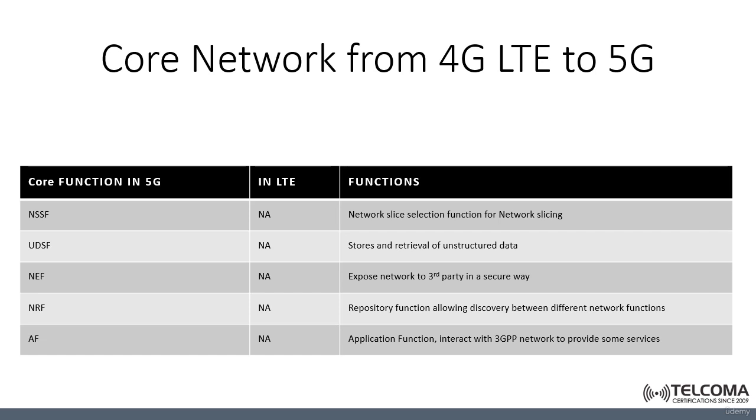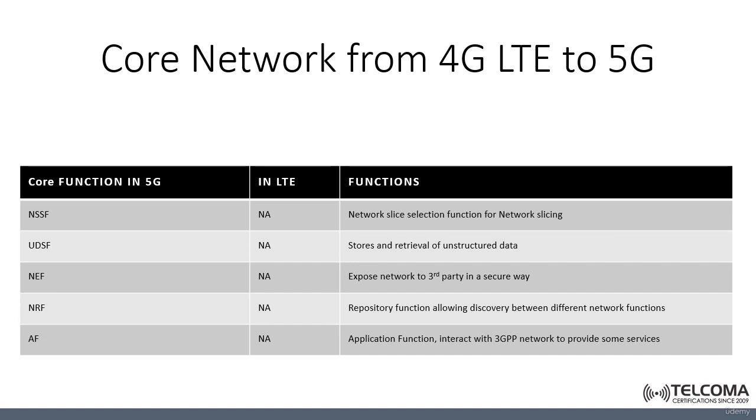In this table, we have some core functions in 5G which are newly introduced, and we don't have any corresponding functions or network elements in LTE doing the same function. The first one is the NSSF, the network slice selection function, and this one is responsible for network slicing. The second one is the UDSF, which is the unstructured data storage function, and this one is responsible for storing and retrieval of unstructured data.